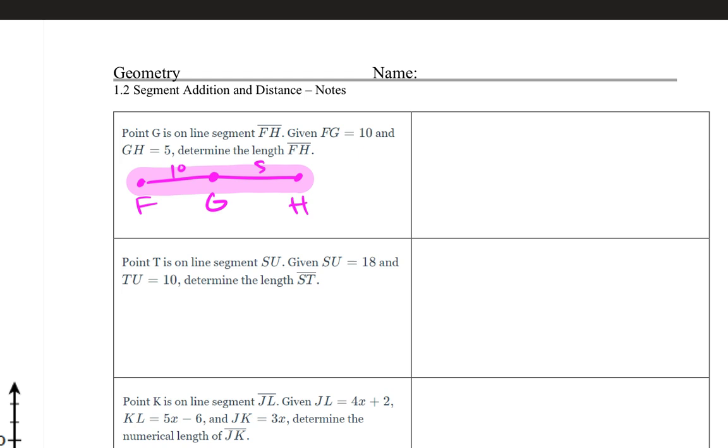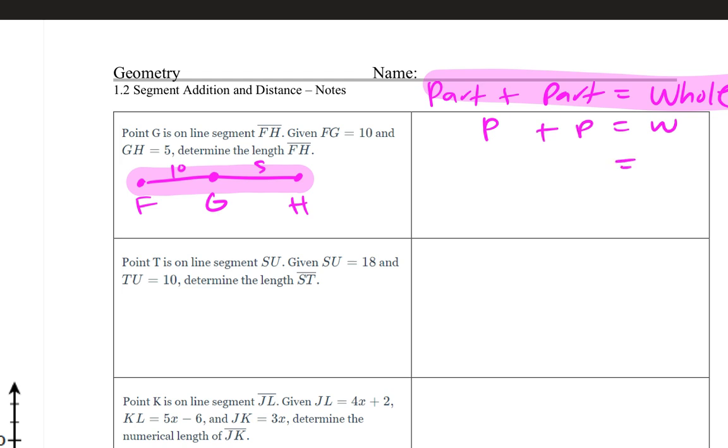So here's what we're going to remember. If we remember here, part plus part equals whole. Okay, that's for overall what we're going to remember today. Part plus part equals whole. Let's put that, part plus part equals whole. We're just going to highlight it. So what I'm going to do is I'm just going to substitute that in. So the first part is 10, right? Plus the second part is 5 equals the whole thing, which is 15. So that's our answer, is 15. Okay, simple as that. Now let's go to the next level.